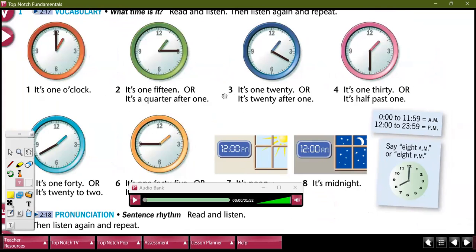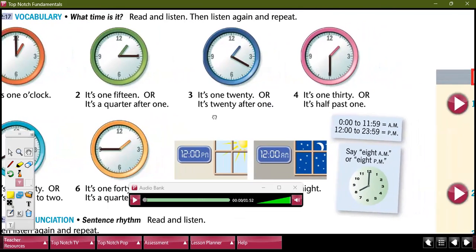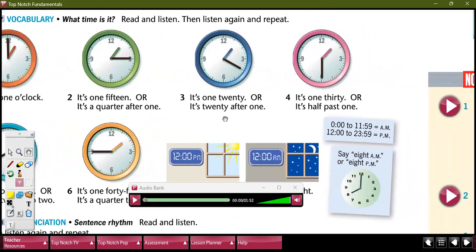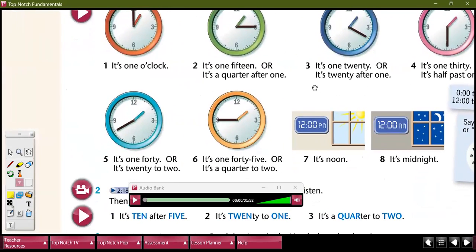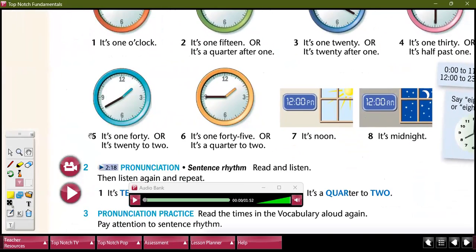Quarter past. It's 1:20. It's 1:20. It's 1:30. It's half past one. It's half past one. Past. Okay, past. It's 1:40. It's 20 to 2.